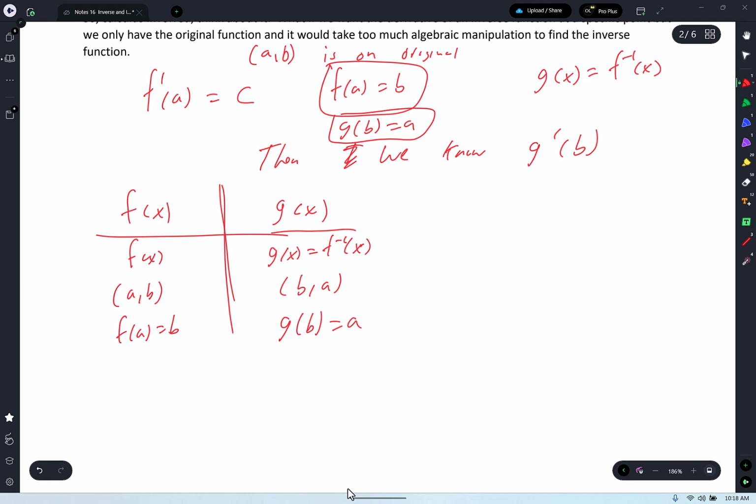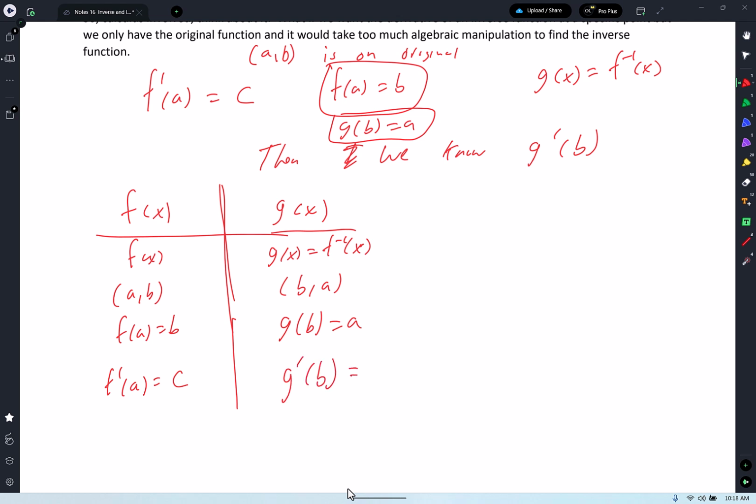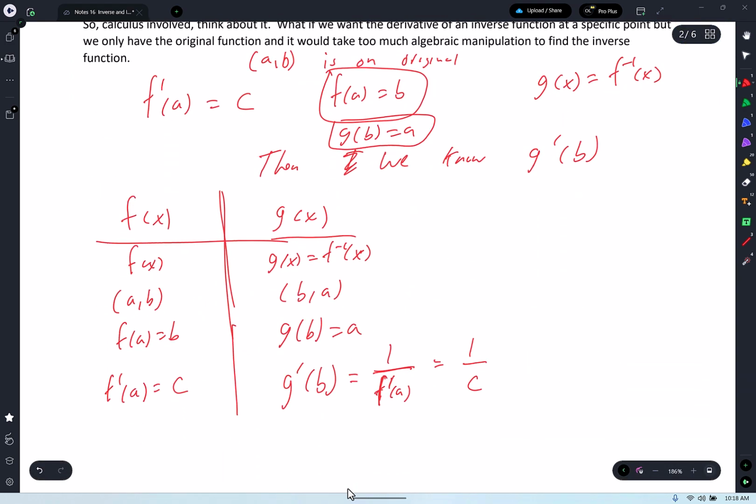If I know f prime of a equals c, then I know g prime of b equals 1 over f prime of a, the reciprocal of whatever that is. That's what you told me a little while ago, 1 over c. I think the best way to do it is with tables. I think tables are going to get us through this. This is why this question is so hard, guys.